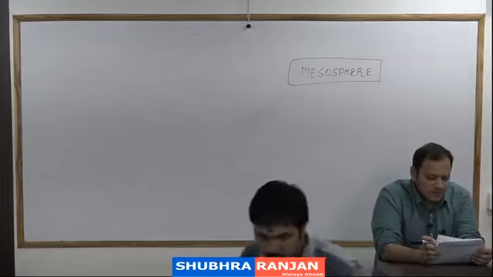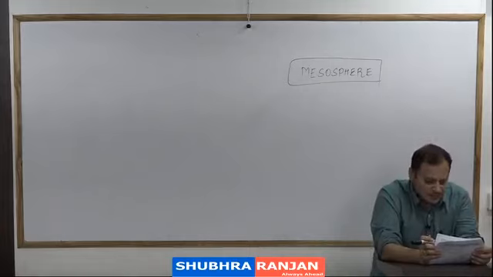Question number 37. The outermost layer of the earth is known as crust. The earth's crust is above the Moho discontinuity. Right? Both of them are true. Correct, so the answer is C.